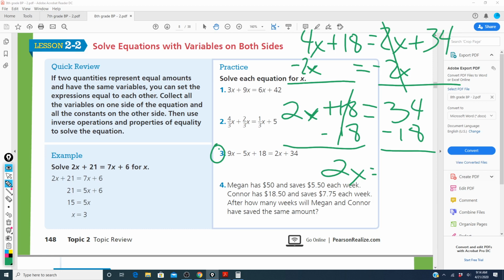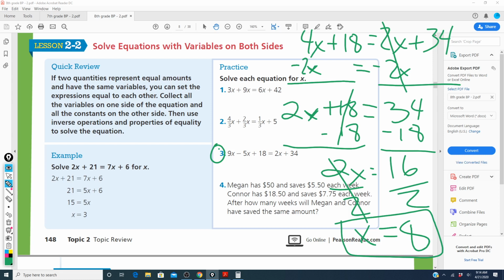34 minus 18 is going to be 16. And then when you divide both sides by 2, x is going to be 8. All that writing to see x equaling 8. I know, such fun stuff.